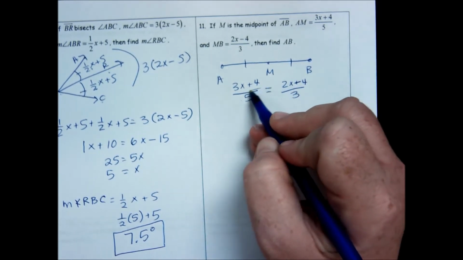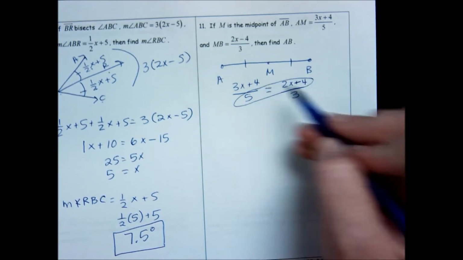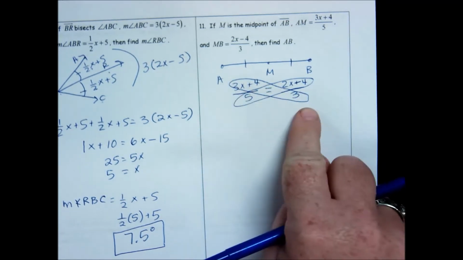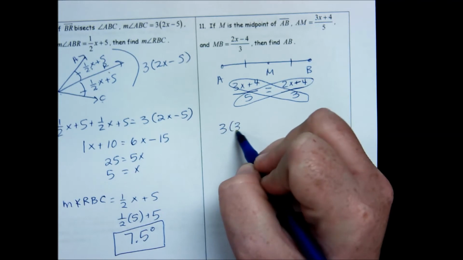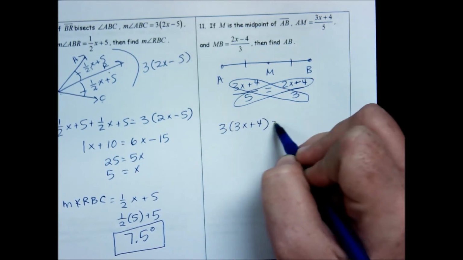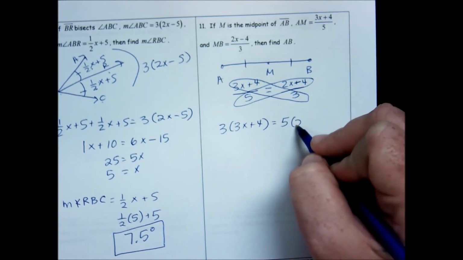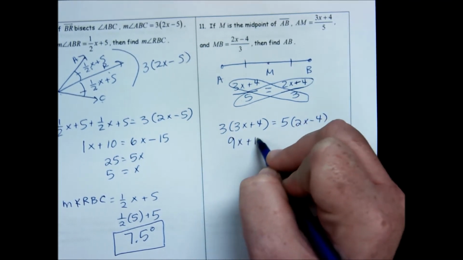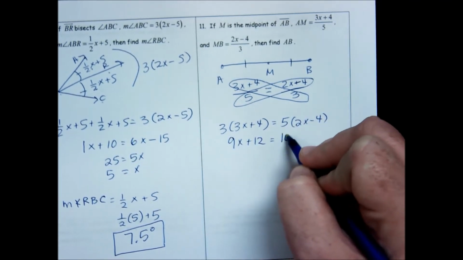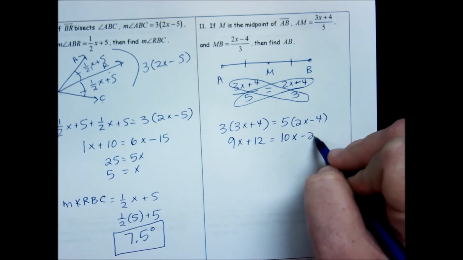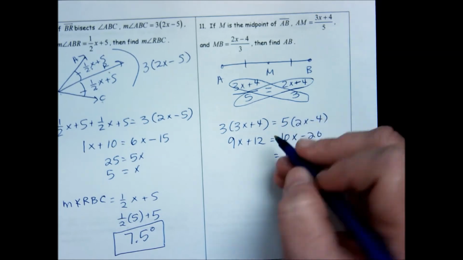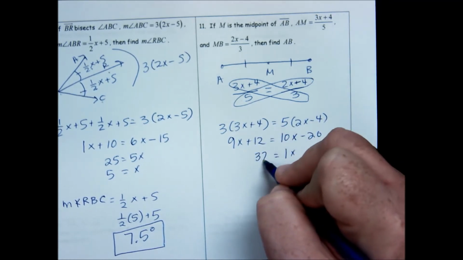And we practiced last class simplifying one of these by multiplying by its diagonal. So 3 times (3x plus 4) equals 5 times (2x minus 4). So when I solve for x, I have to first get rid of my parentheses and then I would get that x equals 32 once I've simplified.